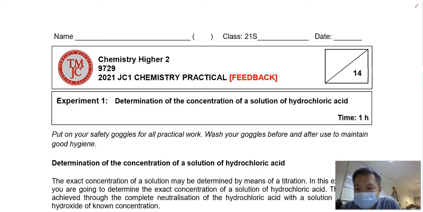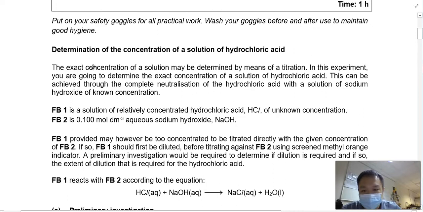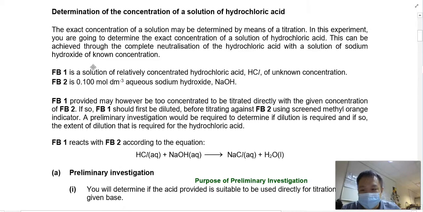Okay, this video is about the recording for corrections for experiment 1. In experiment 1, the aim of the experiment is to determine the concentration of a solution of hydrochloric acid. As explained before in the practical, FB1 provided is too concentrated. As a result, there is a need for us to do a dilution of FB1 before we do a direct titration with FB2, the sodium hydroxide.